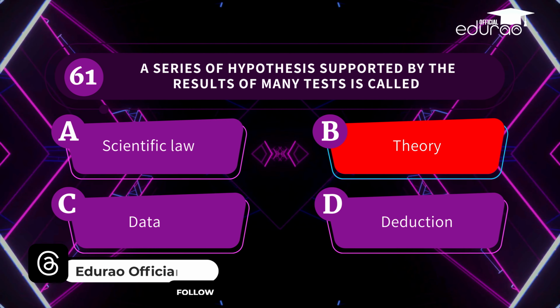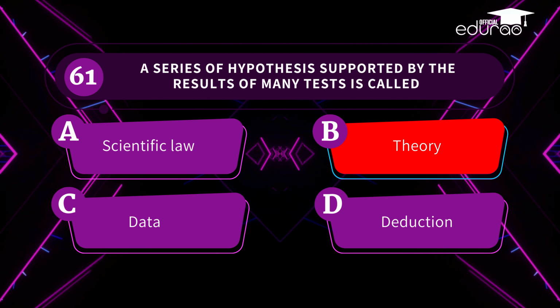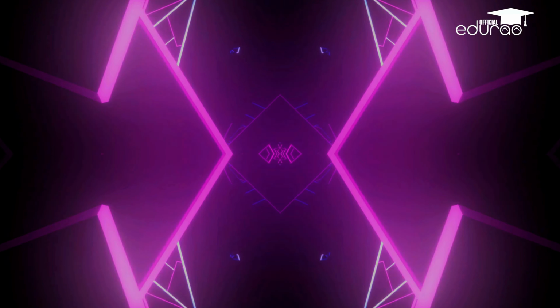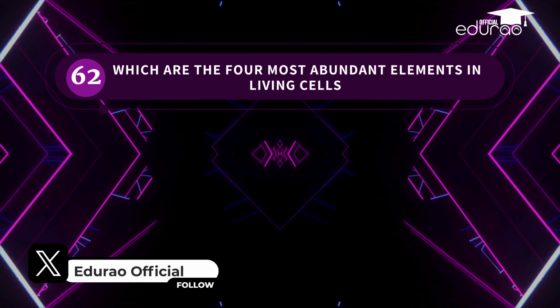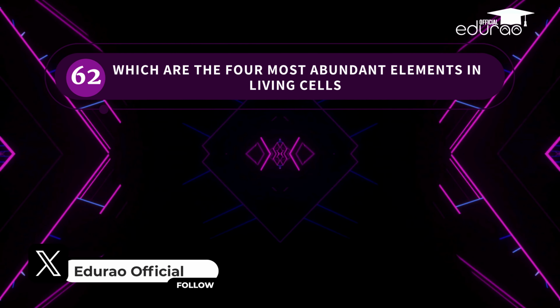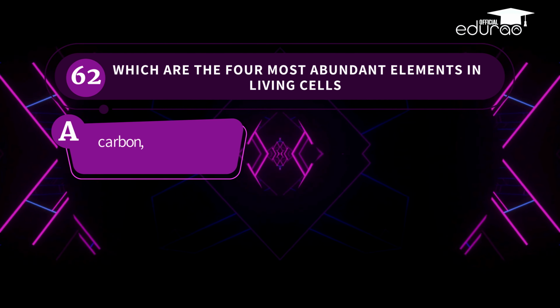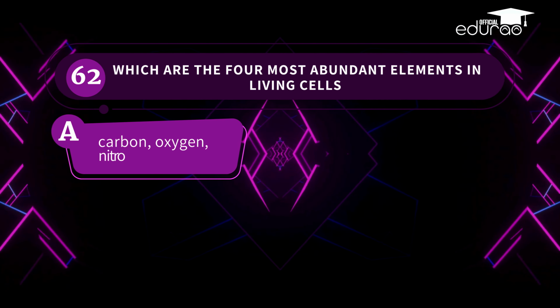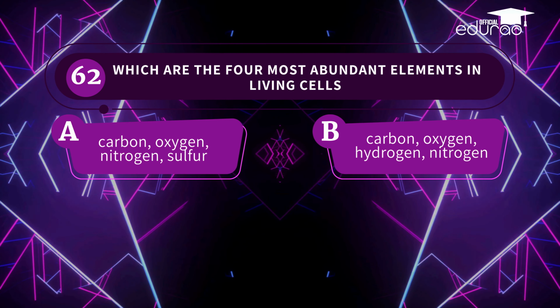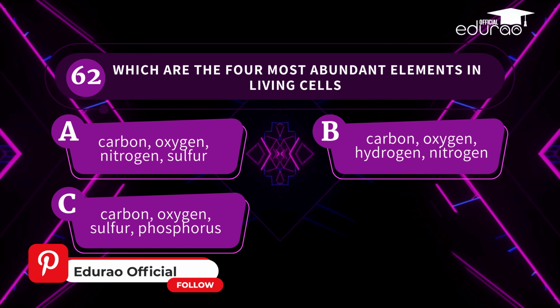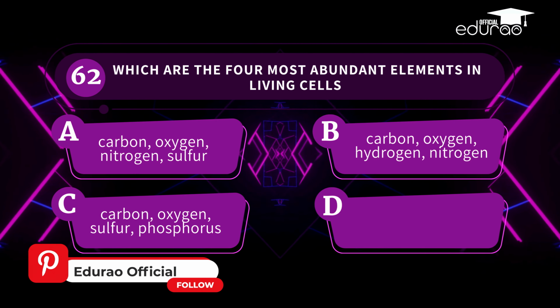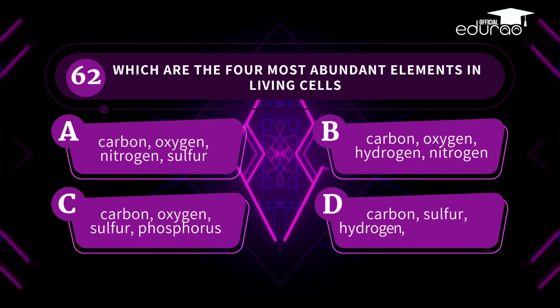Yes, you are right. The correct answer is theory. Question 62. Which are the 4 most abundant elements in living cells? A. Carbon, oxygen, nitrogen, sulfur. B. Carbon, oxygen, hydrogen, nitrogen. C. Carbon, oxygen, sulfur, phosphorus. D. Carbon, sulfur, hydrogen, magnesium.